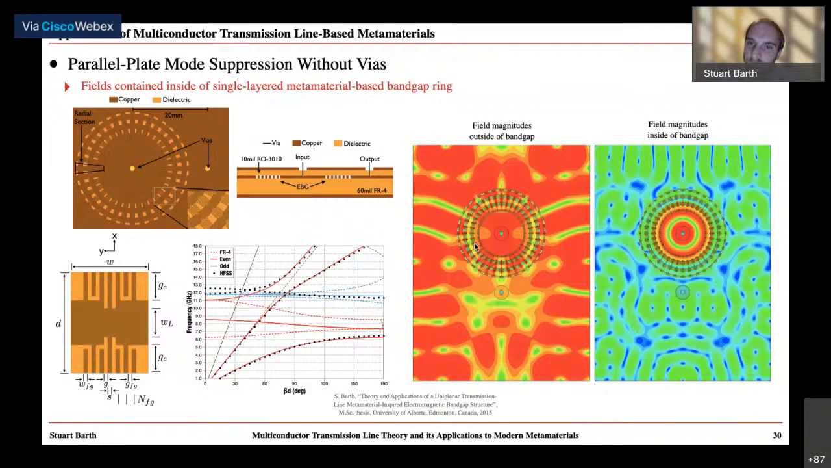And we showed that outside of the bandgap frequencies, around 4 gigahertz, the fields are not contained anywhere inside of the structure. They just propagate freely from one via to the other. However, at frequencies inside of the bandgap range, for example, at 8 gigahertz, we see strong confinement of fields inside of this metamaterial bandgap ring. And this is because the mode is prevented from propagating through this EBG structure, so the power has nowhere to go but resonate inside of this ring.